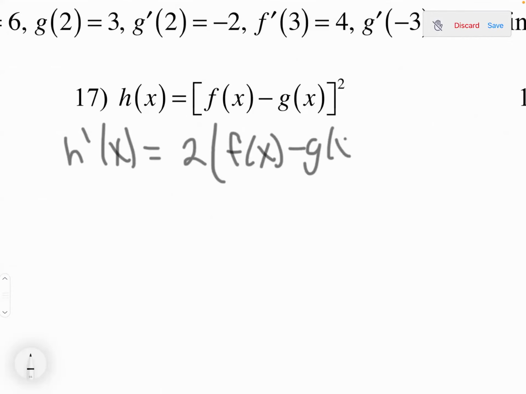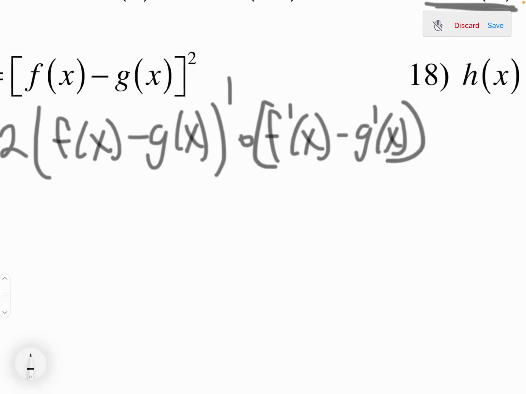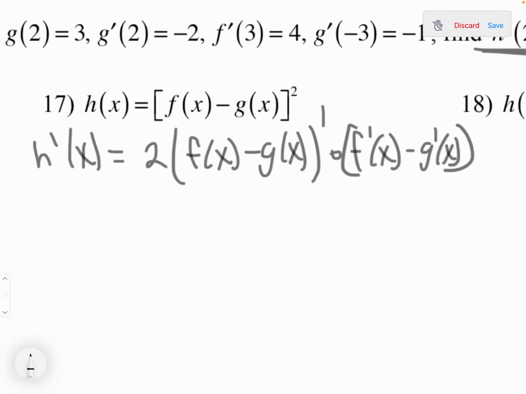We're never changing the inside when we're doing chain rule. Raised to the first power, we subtracted 1. And then we're going to multiply this by the derivative of the inside, which would be f prime of x minus g prime of x. And we definitely would need that inside parentheses.